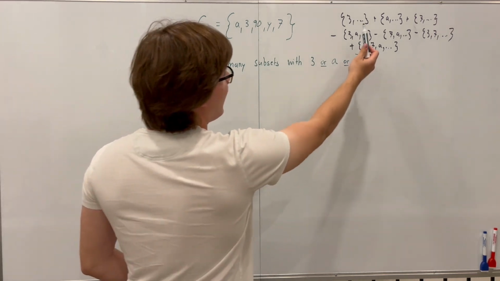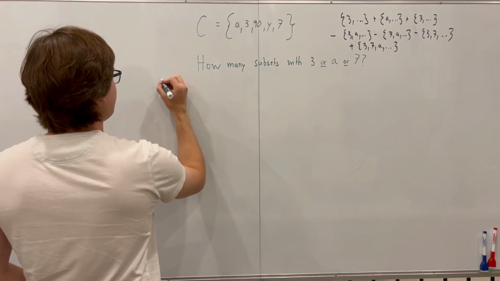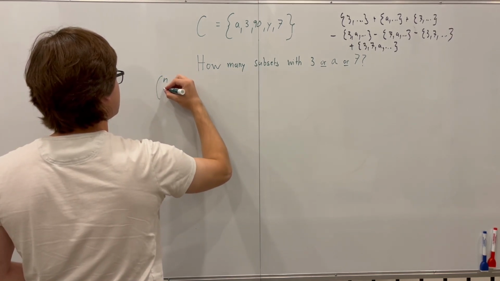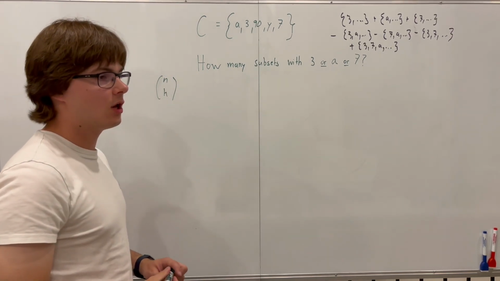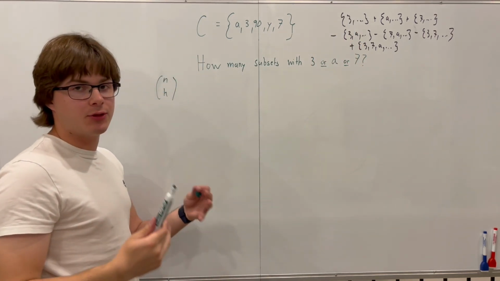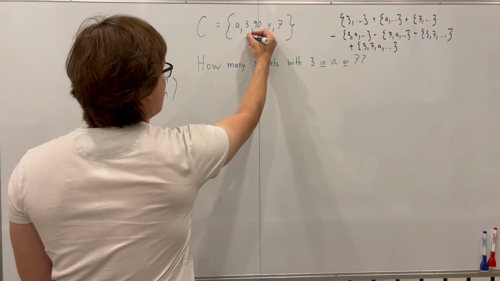Okay, so firstly, how are we going to compute this? Well, this is simply going to be n choose k. Okay, so let's start by counting all of the subsets that definitely have a 3 in them. So we're going to be fixing the 3.